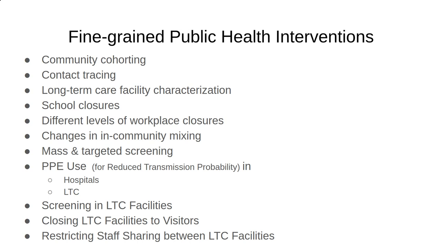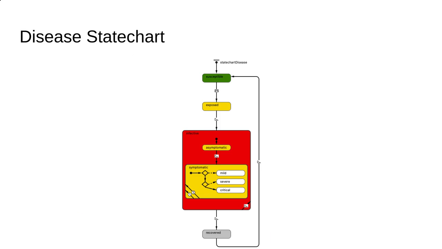There's also a capacity to look at the impacts of personal protective equipment use, thereby reducing transmission probability in hospitals and long-term care facilities. Screening within long-term care facilities is represented both for the residents and for staff, and we can examine impacts of other interventions on long-term care facilities, given the very vulnerable status of the populations there, such as closing long-term care facilities to visitors, as well as restricting the sharing of staff between long-term care facilities, thereby reducing the probability that infection will be brought between two facilities, as has been the case in British Columbia and I believe in Ontario, and terrifyingly in Washington State.